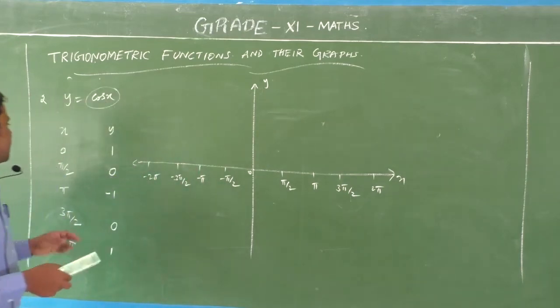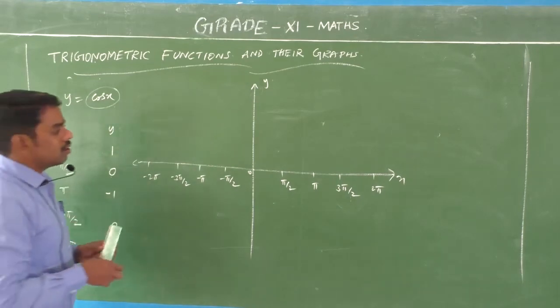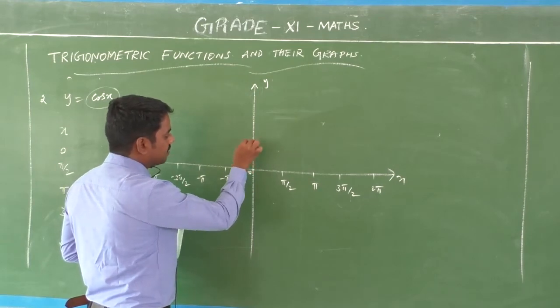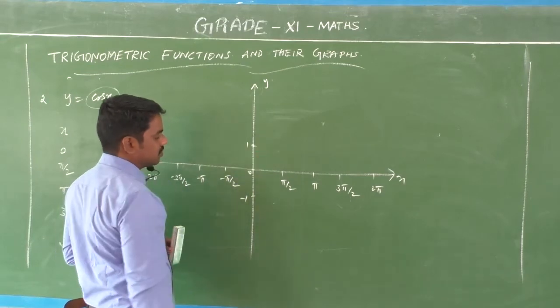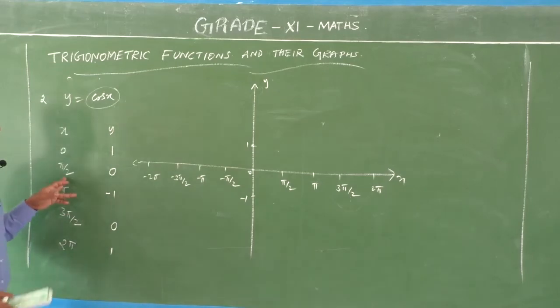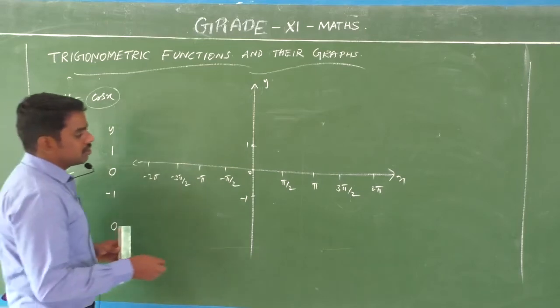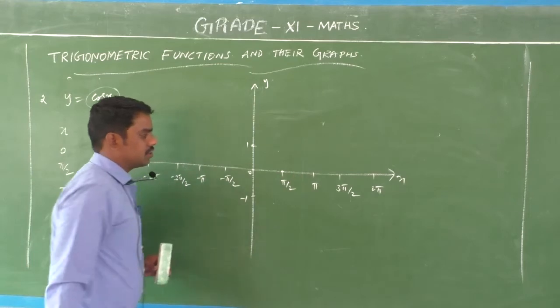First of all, x equal to 0, then y equal to 1. The required point has coordinates (0, 1), where x is 0 and y is 1. So this is the point (0, 1). Second, x equal to pi by 2 and y equal to 0. So (pi by 2, 0) is this point.